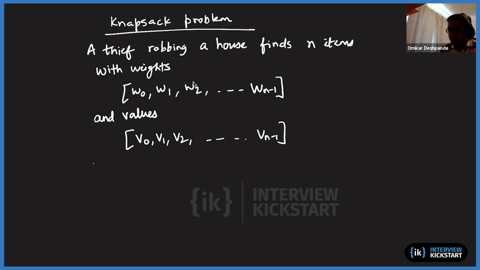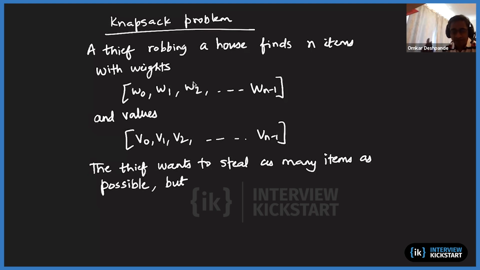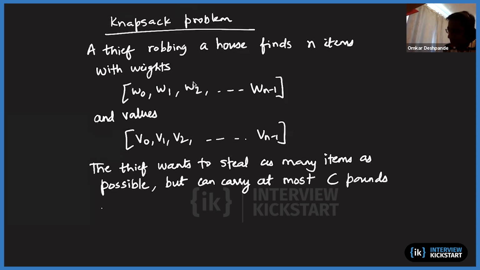And the thief wants to steal as many items as possible. But what's the constraint? The thief is carrying a knapsack which has a certain limit, a certain upper capacity, upper maximal weight that it can hold before it breaks. Let's say the thief can carry at most, let's say C for capacity, C pounds in his knapsack. This is the constraint, right? So the question is which subset of items to steal.